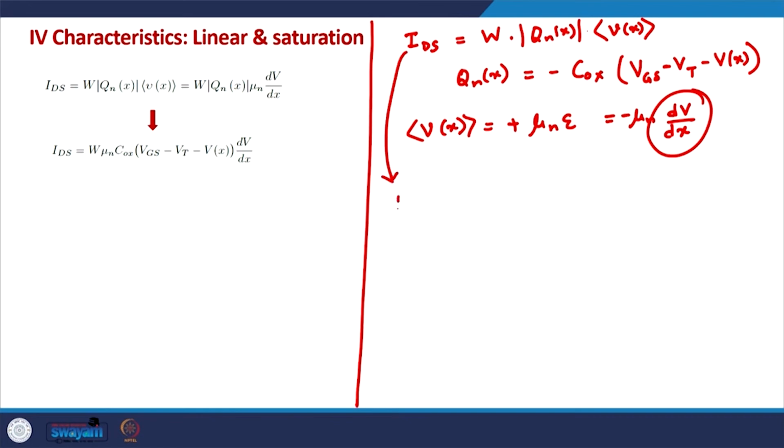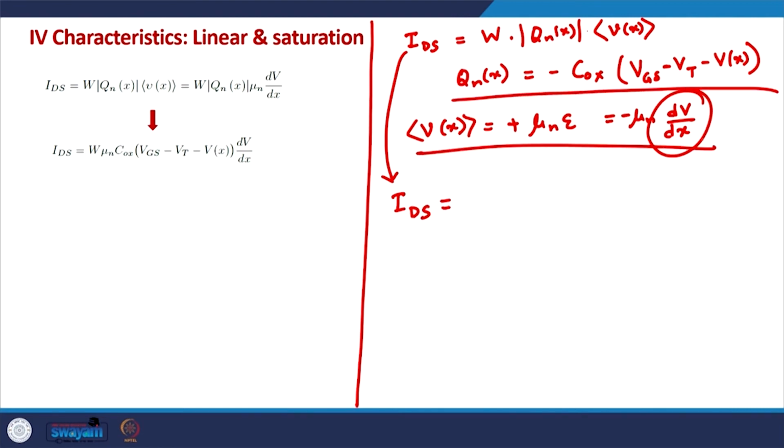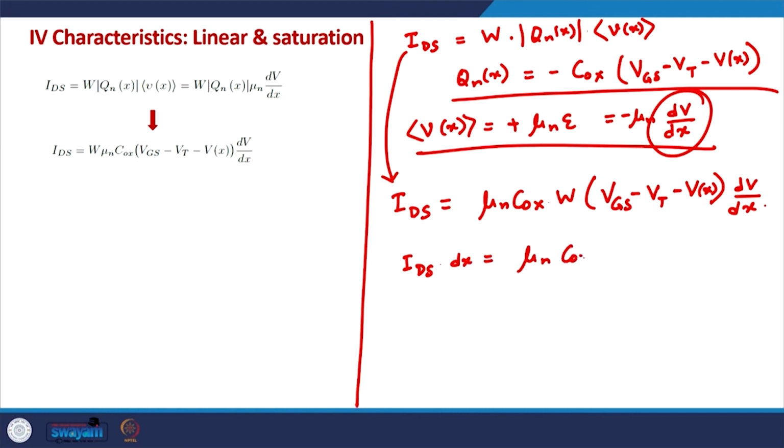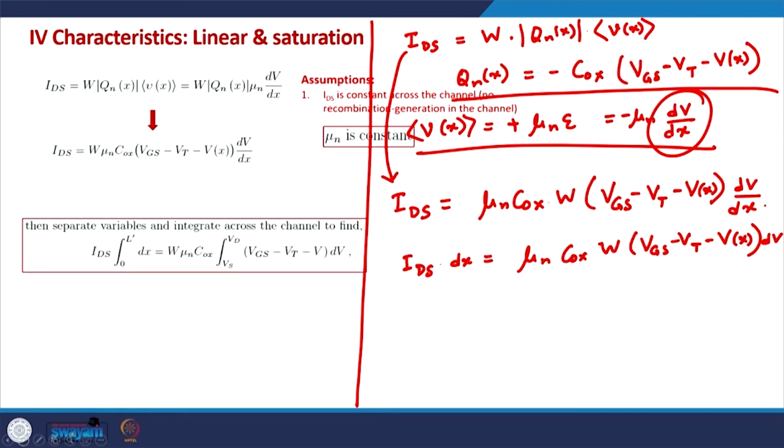So this general expression of the current can be written as, by multiplying these two equations, IDS equal to mu n Cox W, VGS minus VT minus Vx times dV by dx. Okay. So, this dx can be brought to the left side, IDS times dx is equal to mu n Cox W, VGS minus VT minus Vx, times dV.